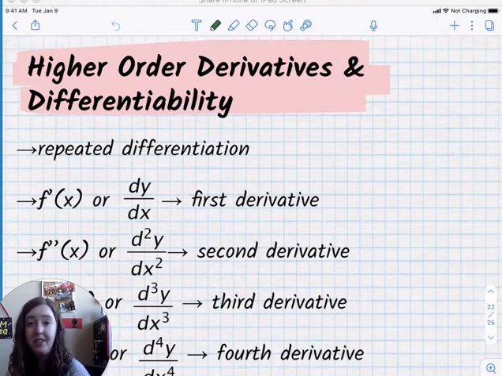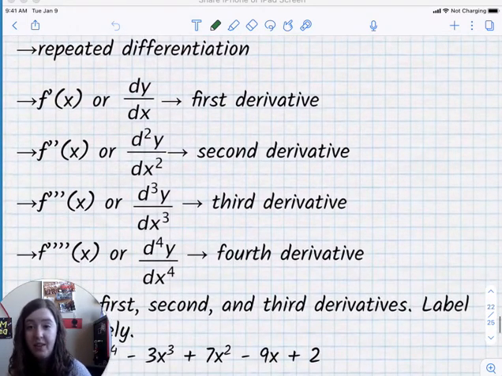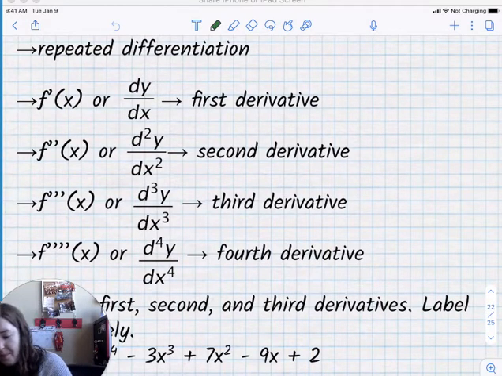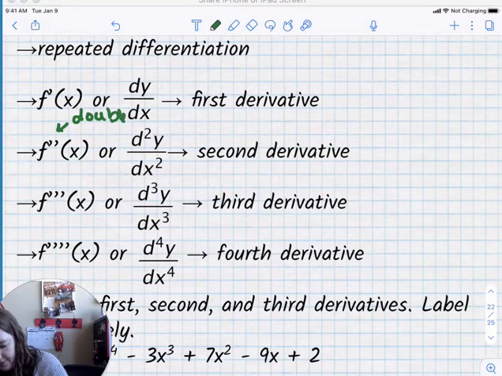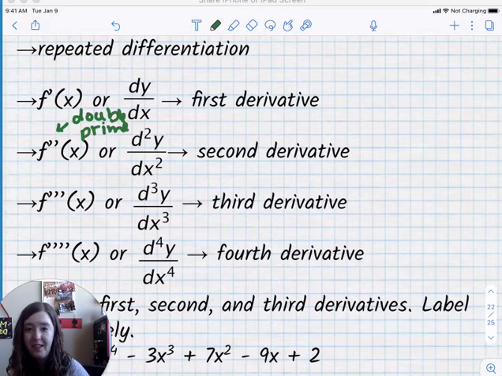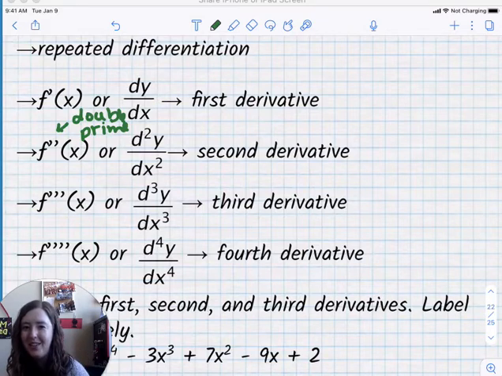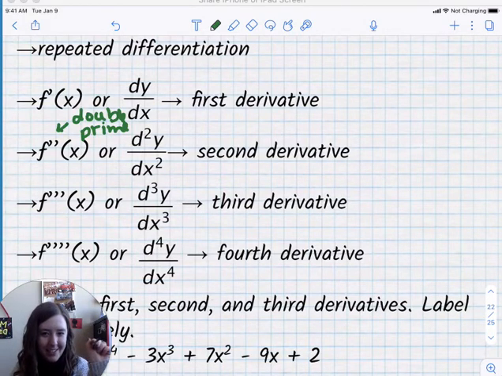Now if we take the derivative of the first derivative, that's when we end up with the second derivative, or f double prime, or d2y over dx2. Then f triple prime is our third derivative. F with the 4 primes gives me that fourth derivative. So as you notice, once we get past like the third derivative, you're counting those little tick marks, right?